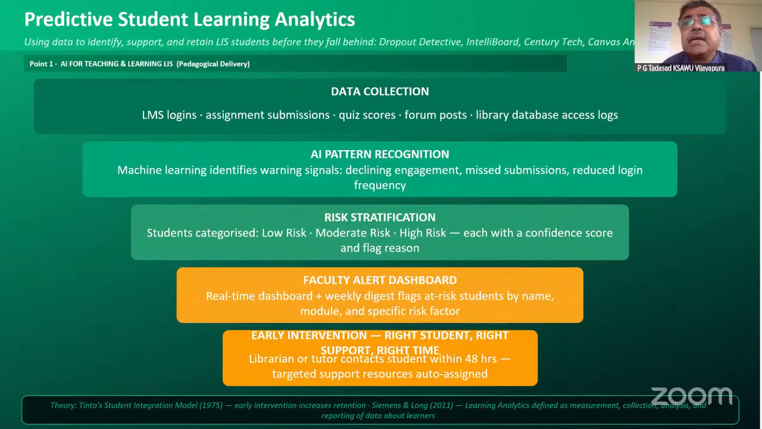Using those things, they can come out with pattern recognition, which can lead to risk stratification. They can segment the students according to different risks, and using faculty alert dashboards, they can be assisted, and early intervention is possible. So predictive student learning analytics could be used as a tool to map the students' strengths and weaknesses and accordingly plan your curriculum.